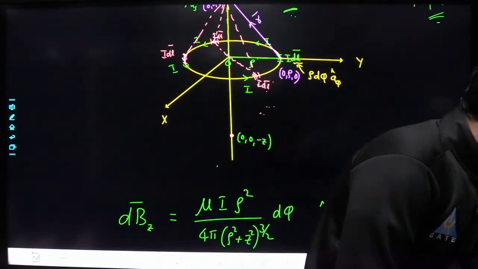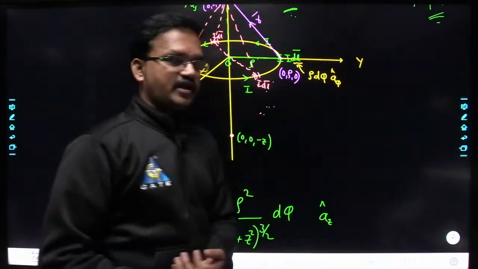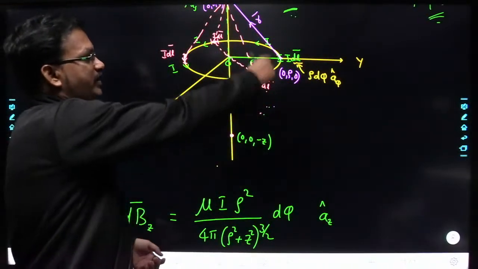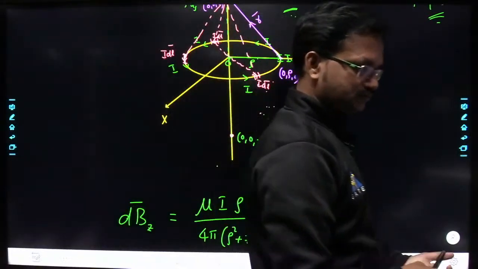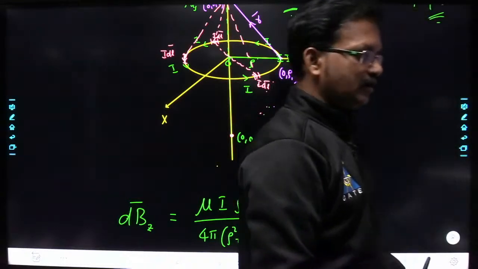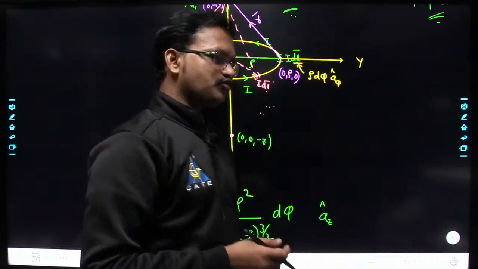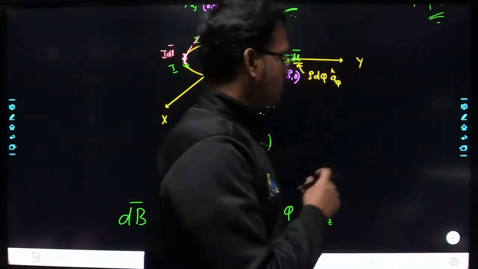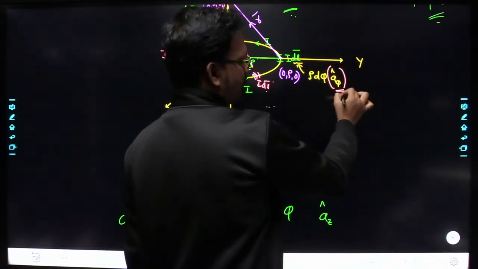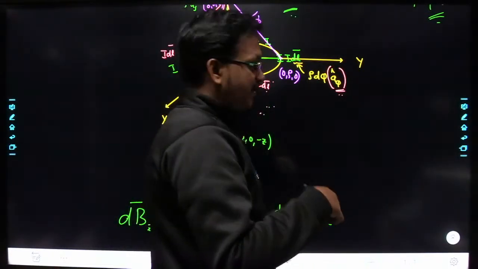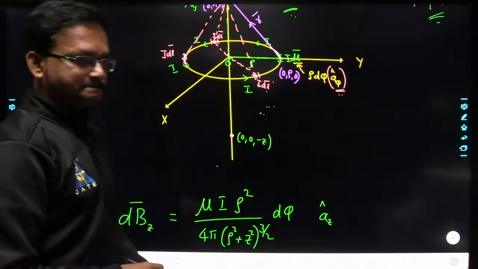Phi is taken from 0 to 2 pi, because you are moving in the anti-clockwise direction. Phi is always considered from 0 to 2 pi. Starting is 0 and final is 2 pi. If you are moving in the anti-clockwise direction, then this a phi cap will be positive. If you are moving in the clockwise direction, you have to consider a phi cap as negative. Understood?